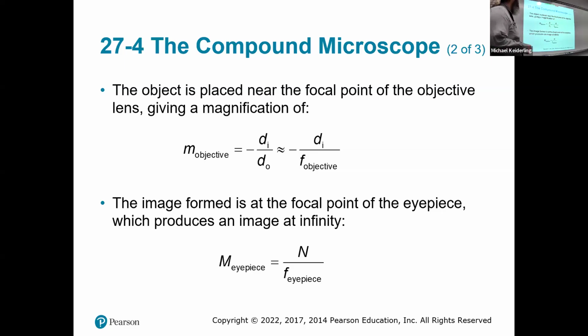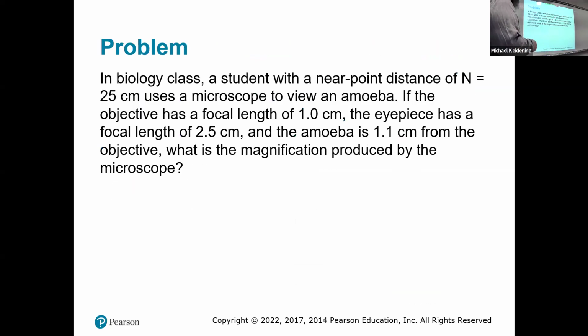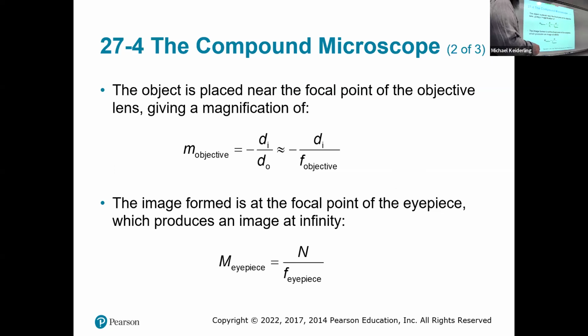So that's how they get that number for the objective. And then the image is formed at the focal point of the eyepiece, which produces an image at infinity. So the magnification of the eyepiece is n over the focal length of the eyepiece, where n is the near point of the eye.